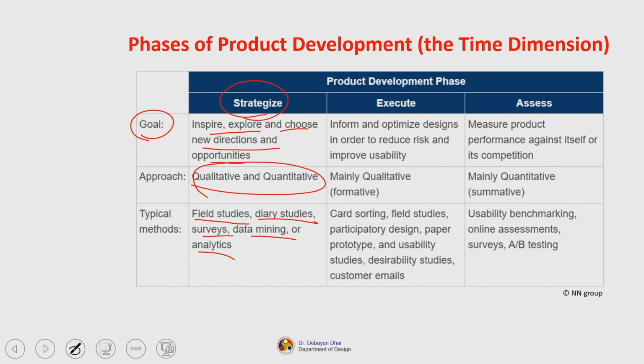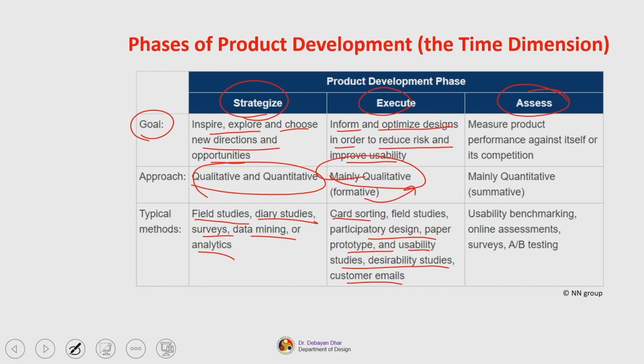When the goal is to execute, that means to inform and optimize design decisions in order to reduce risk and improve usability, the focus is mainly qualitative, and over a period of time you go on improving the situations, identifying the situations and gathering data. The typical methods are card sorting, field studies, participatory design, paper prototypes, usability studies, desirability studies and customer emails.